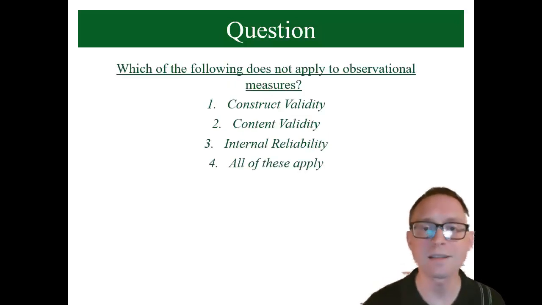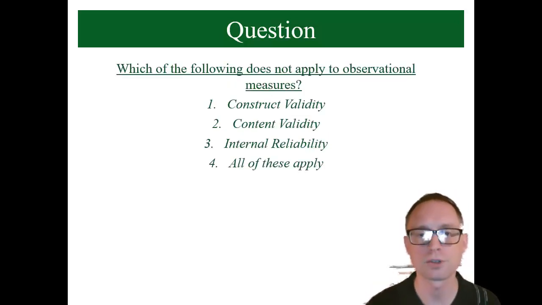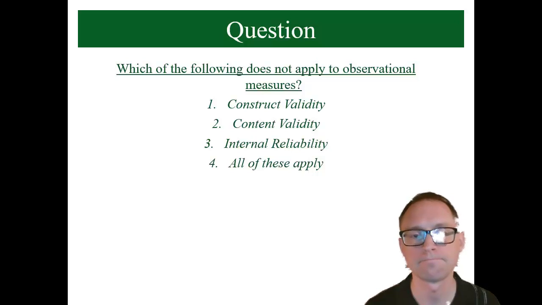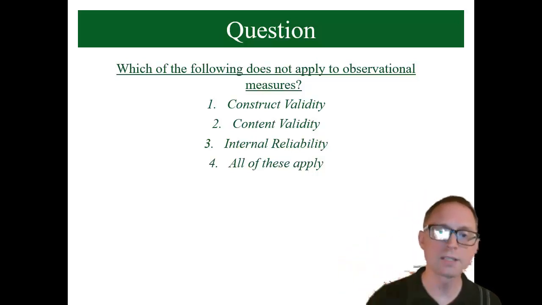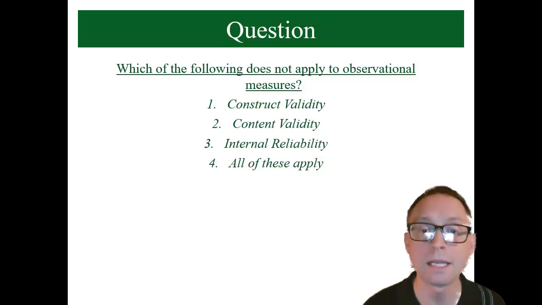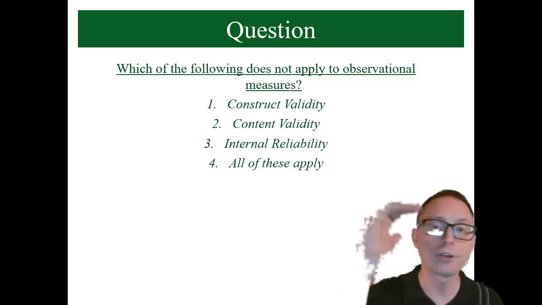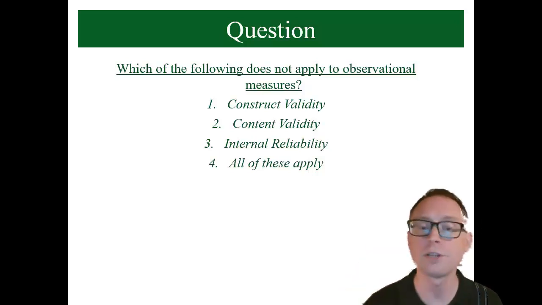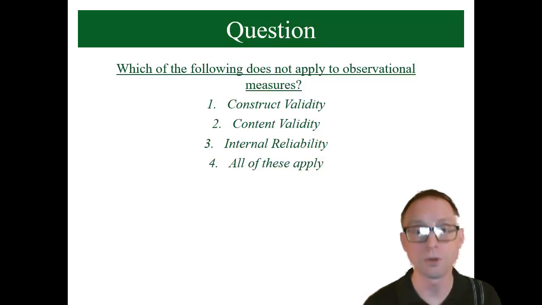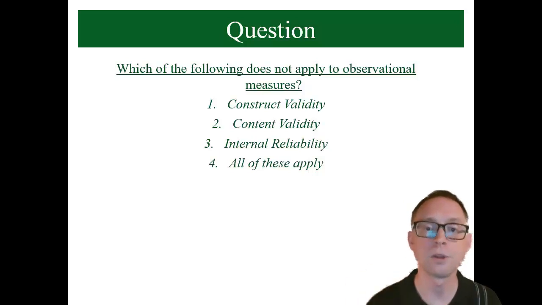Which of the following does not apply to observational measures? Which one does not apply for observational measures? The answer is internal reliability. Internal reliability is the Cronbach's alpha stuff we were talking about. An observational measure doesn't have items, and so it can't look at the correlation between the items. It's not looking for the internal reliability. You can definitely do construct validity and content validity. You cannot do internal reliability with an observational measure. It doesn't make sense. It's only for self-report.